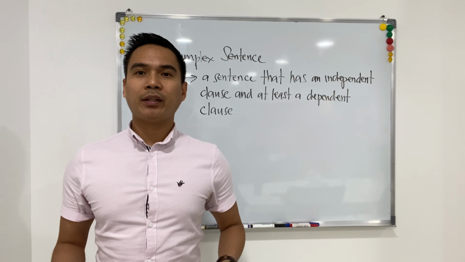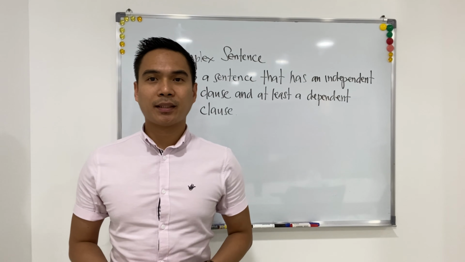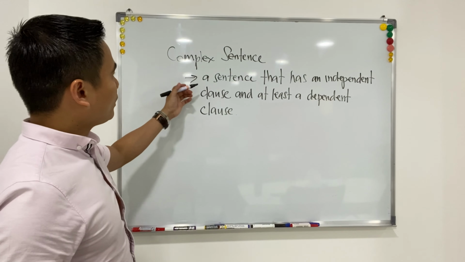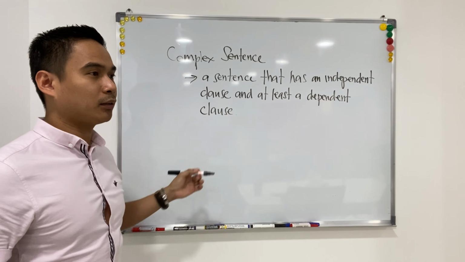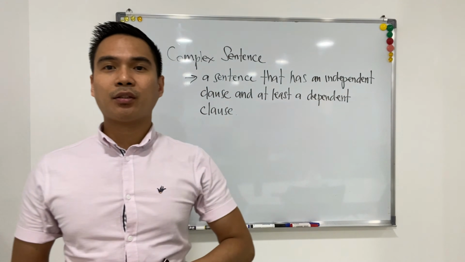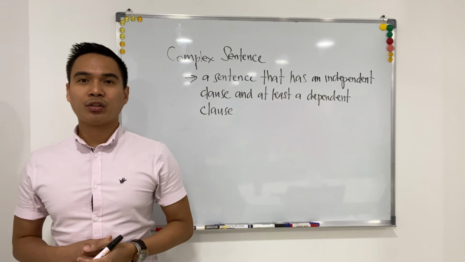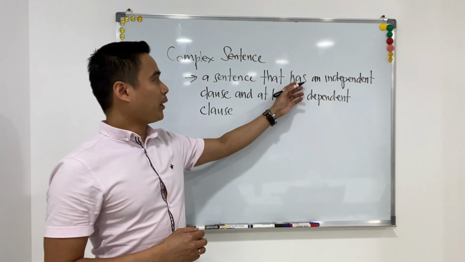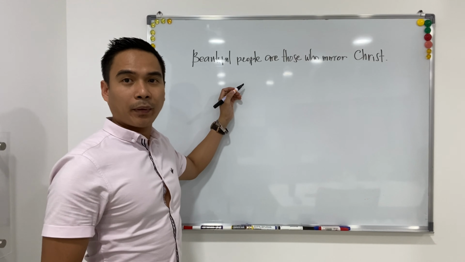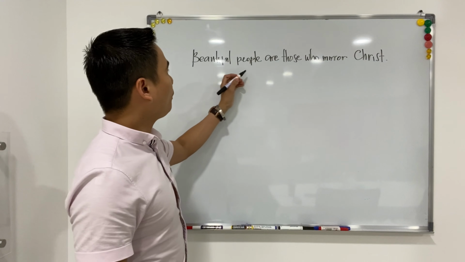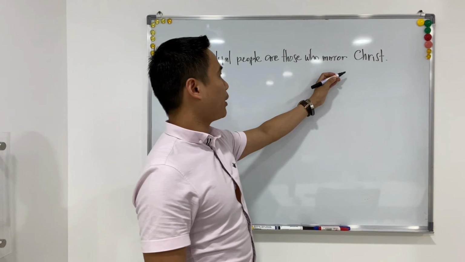Now we move on to the next sentence type, which is the complex sentence. A complex sentence is a sentence that has an independent clause and at least a dependent clause. This kind of sentence uses subordinating conjunctions to link the independent clause to the dependent clause. Here is an example of a complex sentence. Beautiful people are those who mirror Christ.